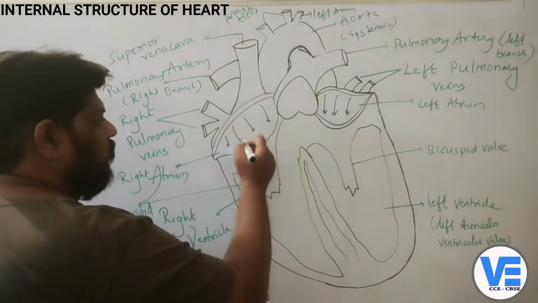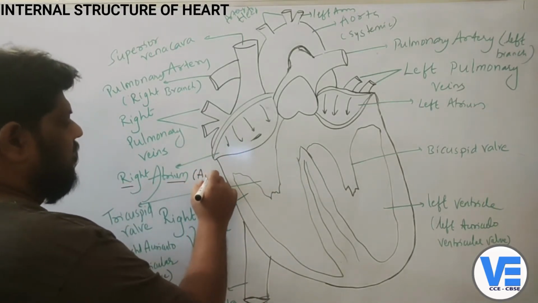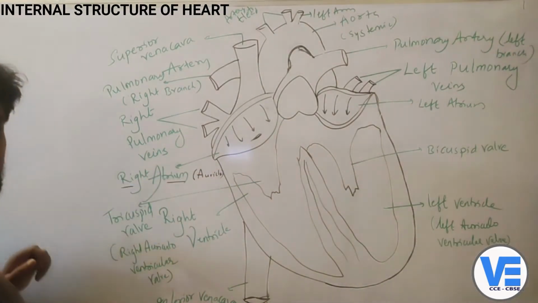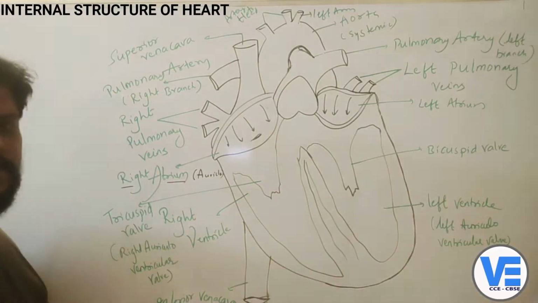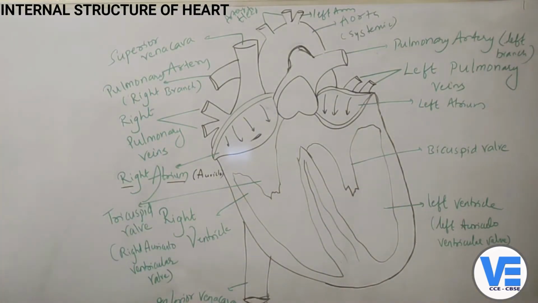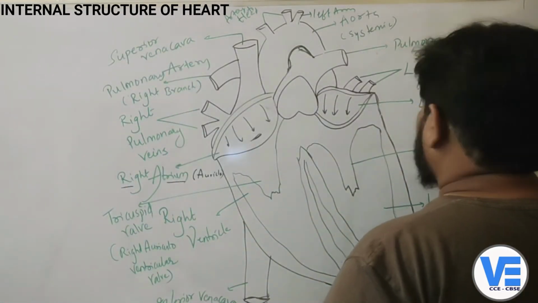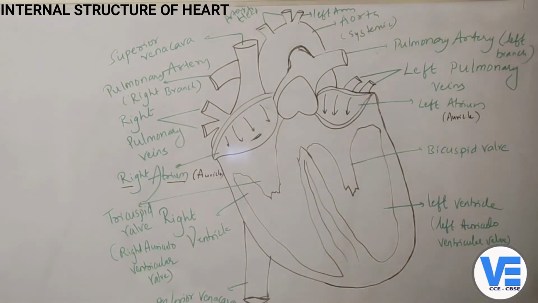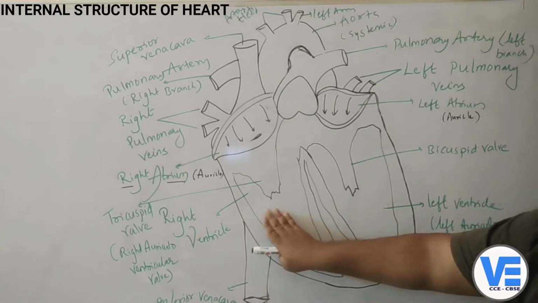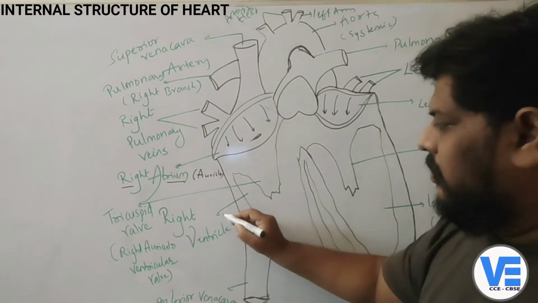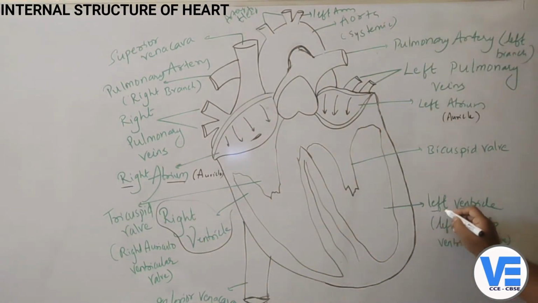If you see these two, this one is the right atrium, or else you can also call it the right auricle. And exactly to this side you can see the left atrium, or else you can call it the left auricle. The next part here is called the right ventricle. And this one is called the left ventricle.